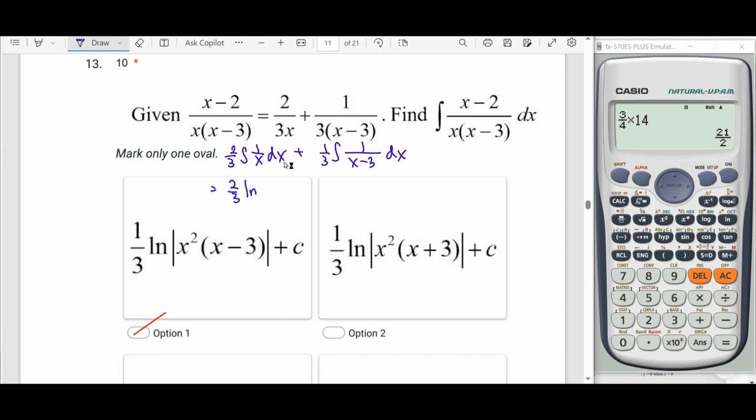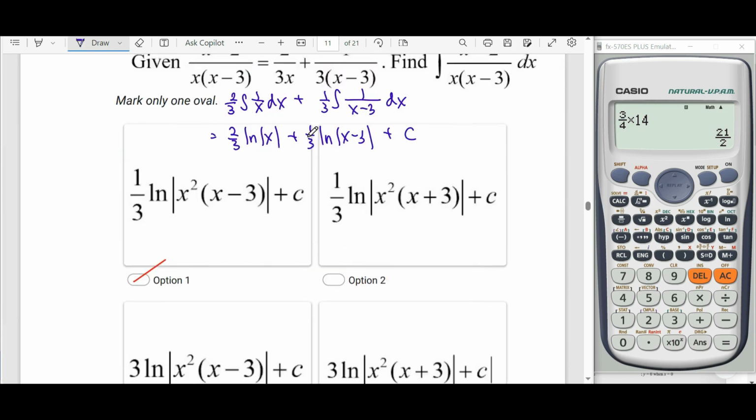2 over 3, this is ln x, plus 1 over 3, this is ln of x minus 3. Since our denominators are all linear, so we just take ln on it. Then the coefficient of x is also positive 1. It doesn't make any changes. Plus c. As we can see, our answer here, 1 over 3 is already factorized out. So that means here remaining is 2 ln x. And then here will remain ln of x minus 3 plus c.